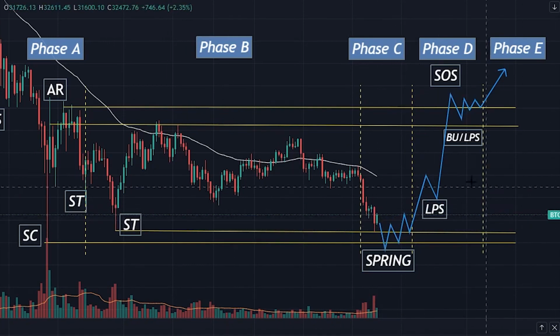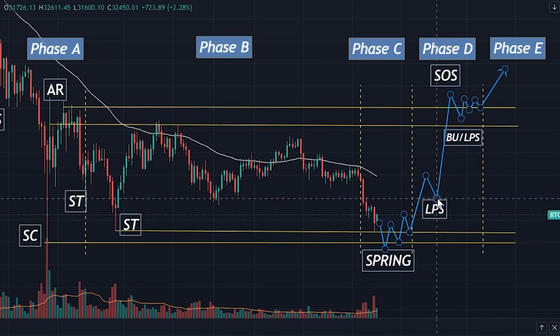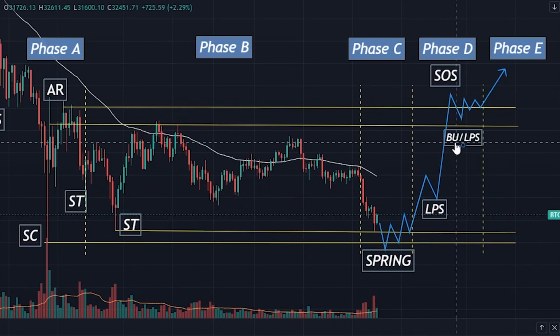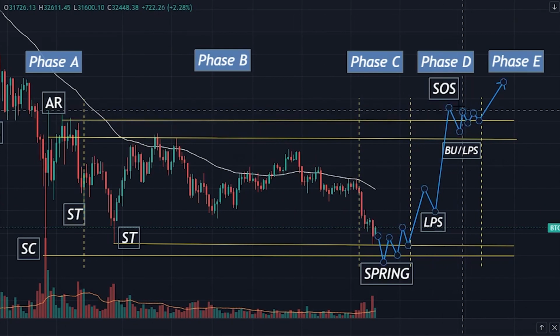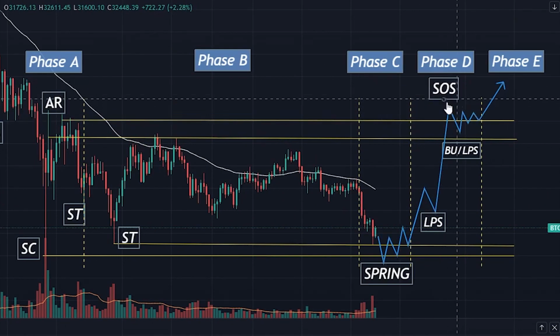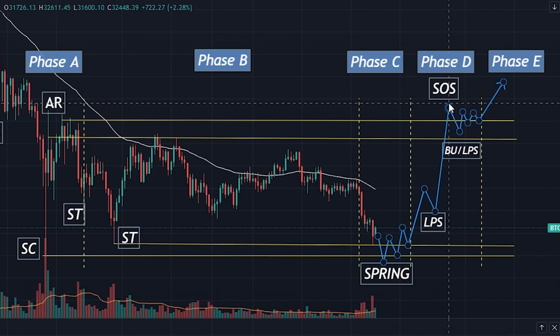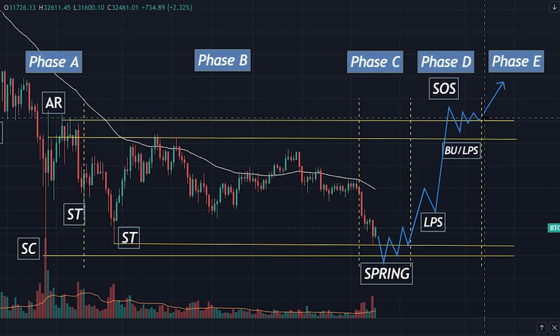In phase D, then we have the last point of support where we start going right back up from the lows and break the previous trading range resistances here. We continue to get higher lows and we see signs of strength here as we break out of previous resistance, use it as support, and then go into phase E where we continue up and start the new uptrend.